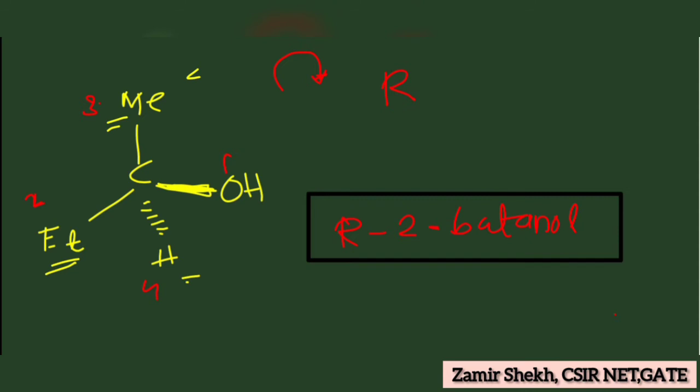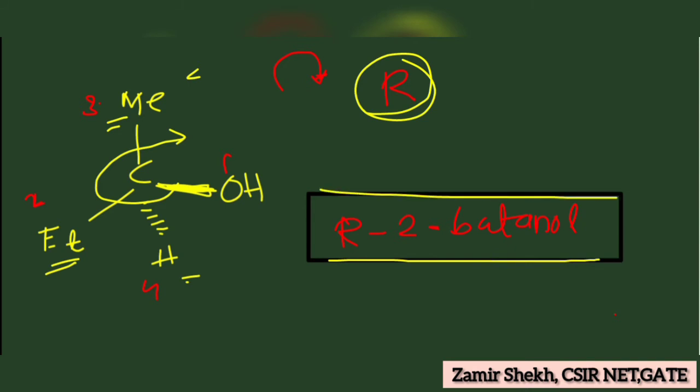Now see the rotation. 1, 2, 3, 4: how does it proceed? It proceeds in a clockwise direction. If it is clockwise, then it should be R. It is rectus, and you know that the name of this compound is R-2-butanol. What is the name? It is R-2-butanol.